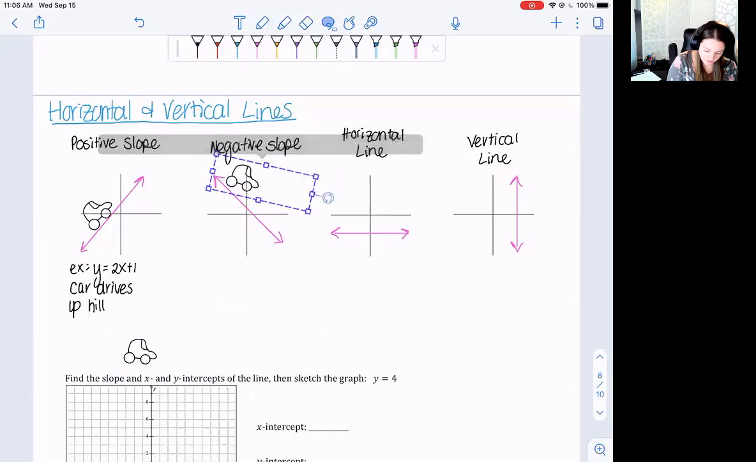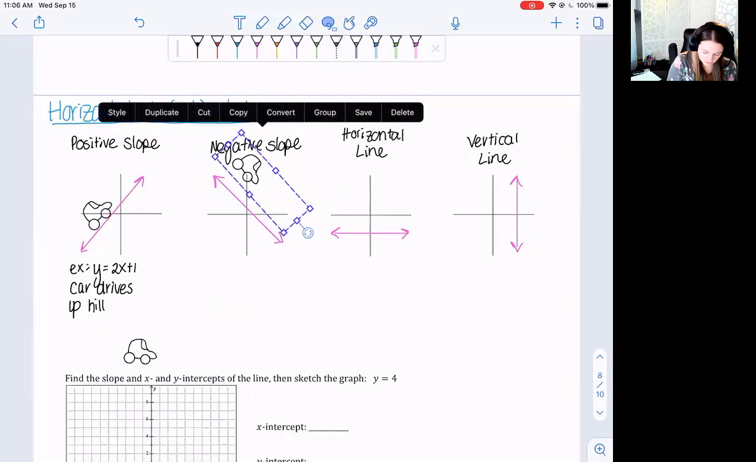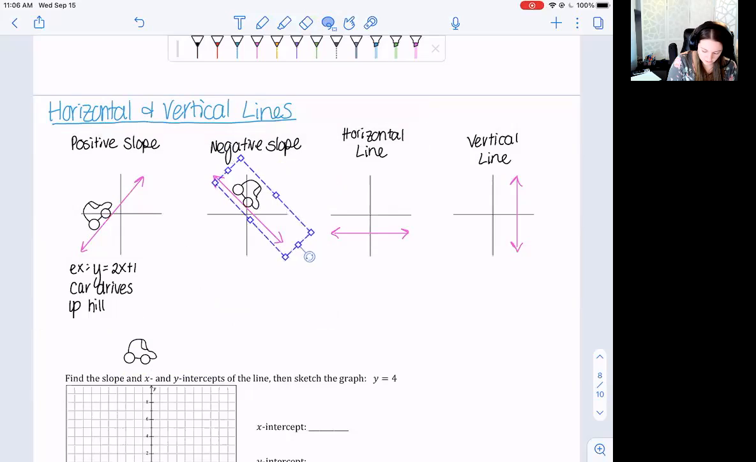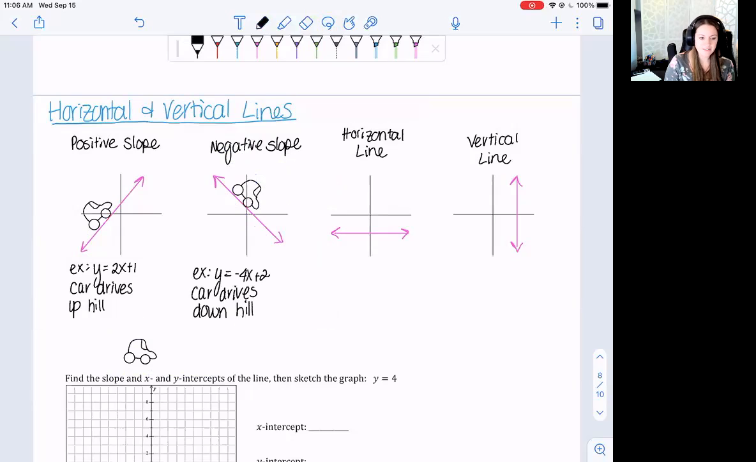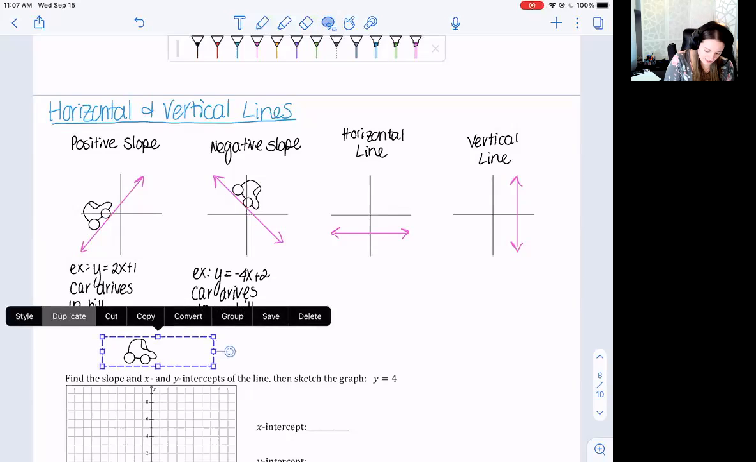On the other hand, if you're driving from the left to the right, the little car drives downhill if you're on a negative slope. So a negative slope would be something like y equals negative 4x plus 2. The slope would be negative 4. And the car would drive downhill, which is all cool and interesting.